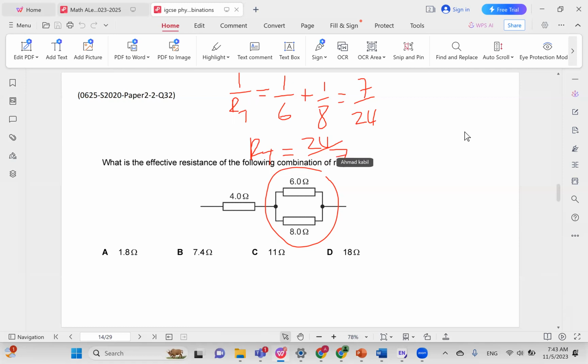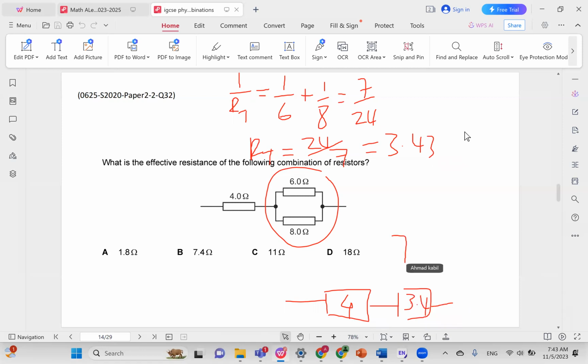24 over 7 in decimal gives us 3.43. So if we redraw the circuit, this will be 4 and this would be 3.43 or 3.4. Then you add them together, so the answer is 7.4.